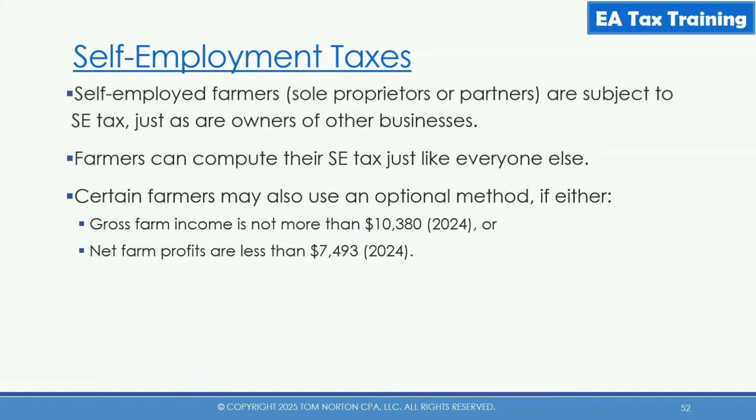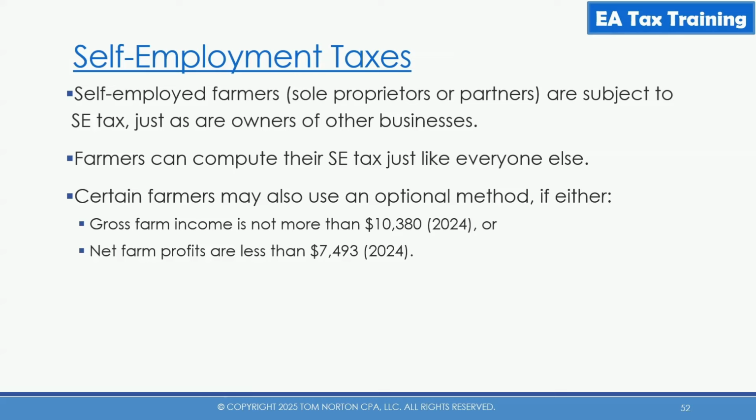Self-employment taxes. Self-employed farmers, sole proprietors, and partners are subject to self-employment tax just as owners of other businesses. They compute their self-employment tax just like everyone else does, but certain farmers may be able to use an optional method if either gross farm income is not more than $10,380 or net farm profits are less than $7,493. So gross income not more than $10,380 or net income less than $7,493. They can use this optional method.